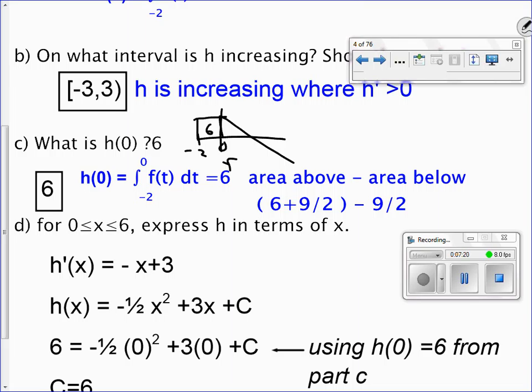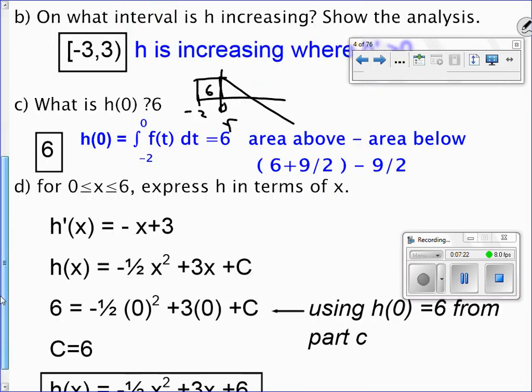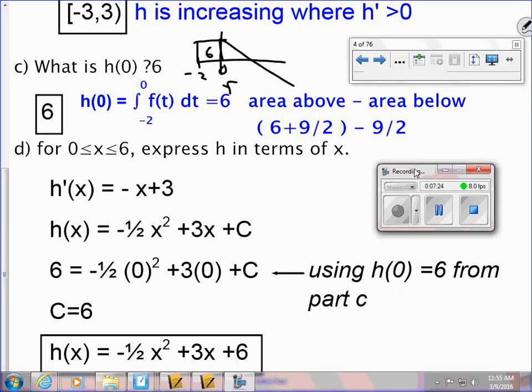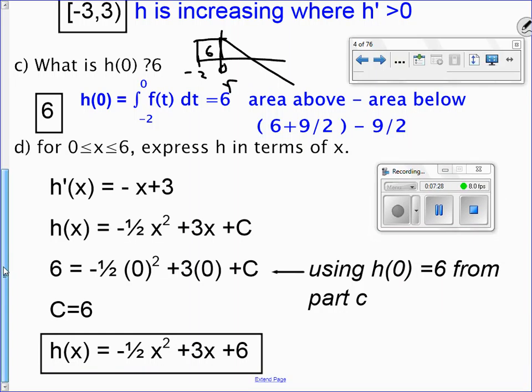Part D is the part I really wanted to look at with you. They want you to come up with an expression for h in terms of x. The first thing you have to do with a problem like this is write an equation for the derivative, what you're looking at. They ask us to do that just for the x's between 0 and 6. And if you look at your graph between 0 and 6, it's just a straight line.